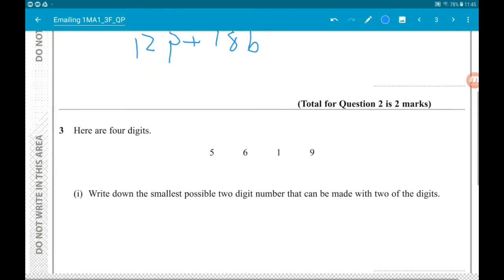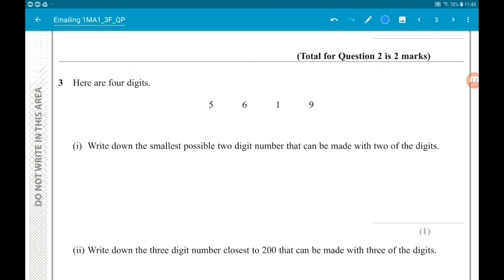Okay, number 3. We're given 4 digits: 5, 6, 1 and 9. Part A wants us to write down the smallest possible 2-digit number that can be made with 2 of the digits. We want to use the 2 smallest digits, and the very smallest one has to be our tens digit. So the smallest is 1 and then 5, so it's 15.